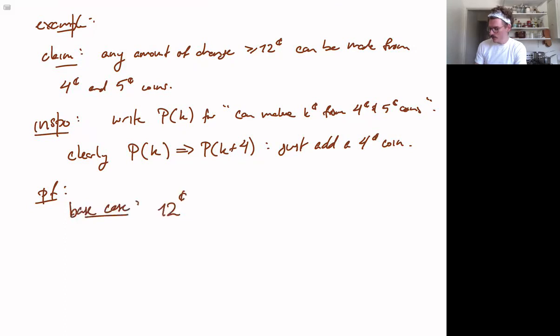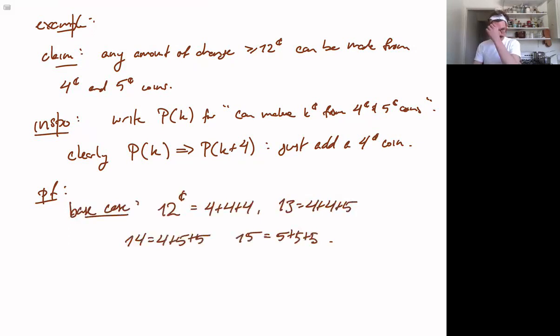So let's just do 12, 13, 14, 15 straight up. So 12 cents is 4 plus 4 plus 4. 13 is 4 plus 4 plus 5. 14 is 4 plus 5 plus 5. And 15 is 5 plus 5 plus 5. Okay, so those are our 4 base cases.